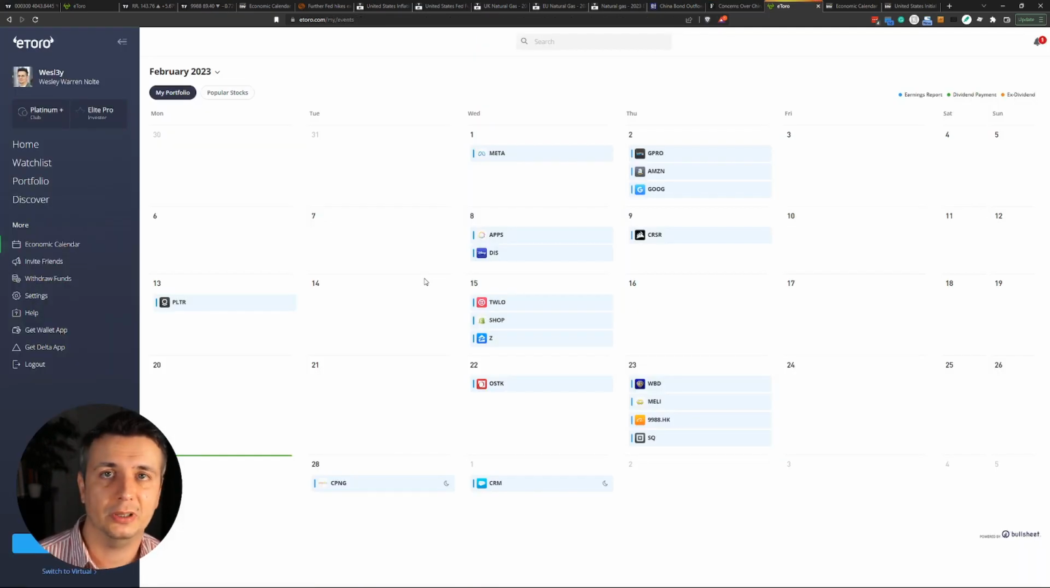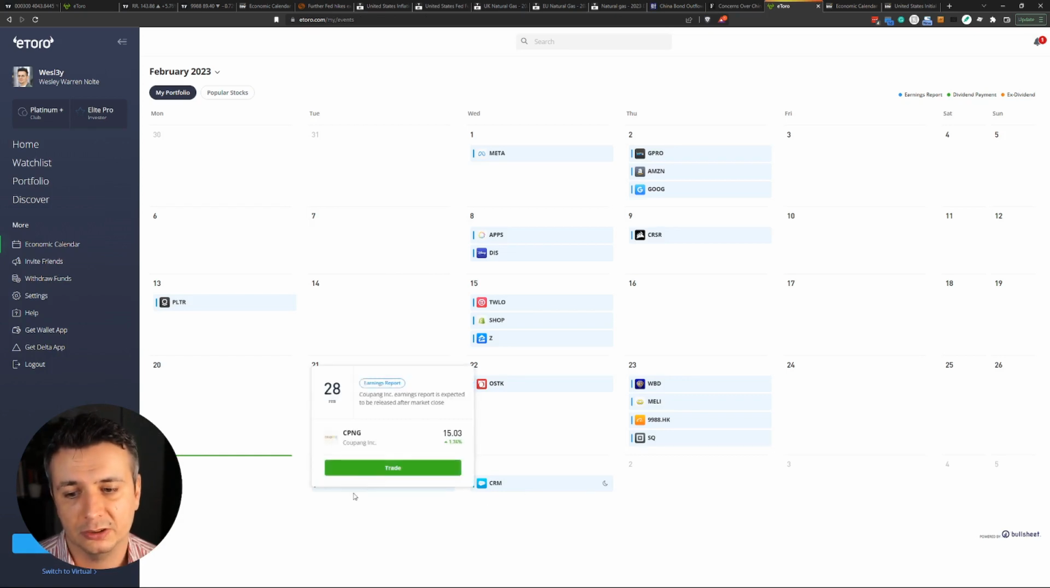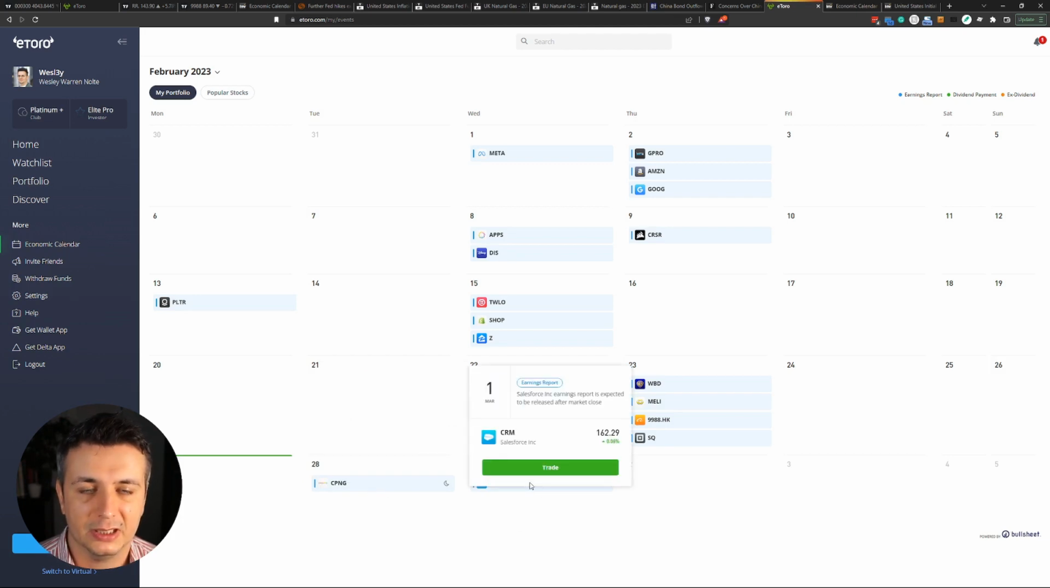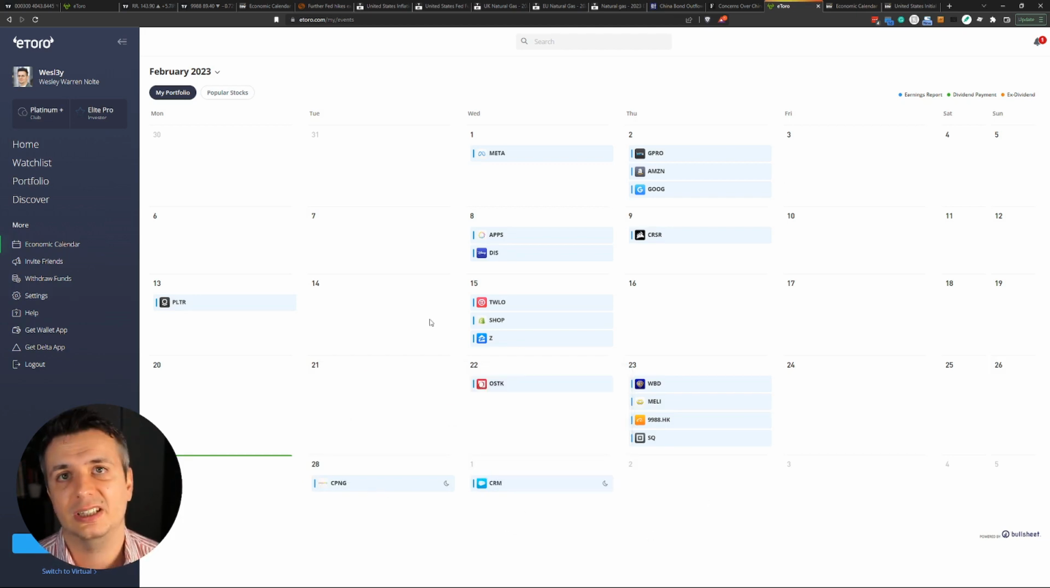What about this week? Well, we are still in earnings season, although we are approaching the end of earnings season, and I've got two companies in my portfolio, eToro portfolio, that'll be reporting. So Coupang will be one of them, and the other one will be Salesforce CRM. So not as much activity as we've seen in recent weeks, but still, no doubt, some interesting insights to be poured over from these two companies.